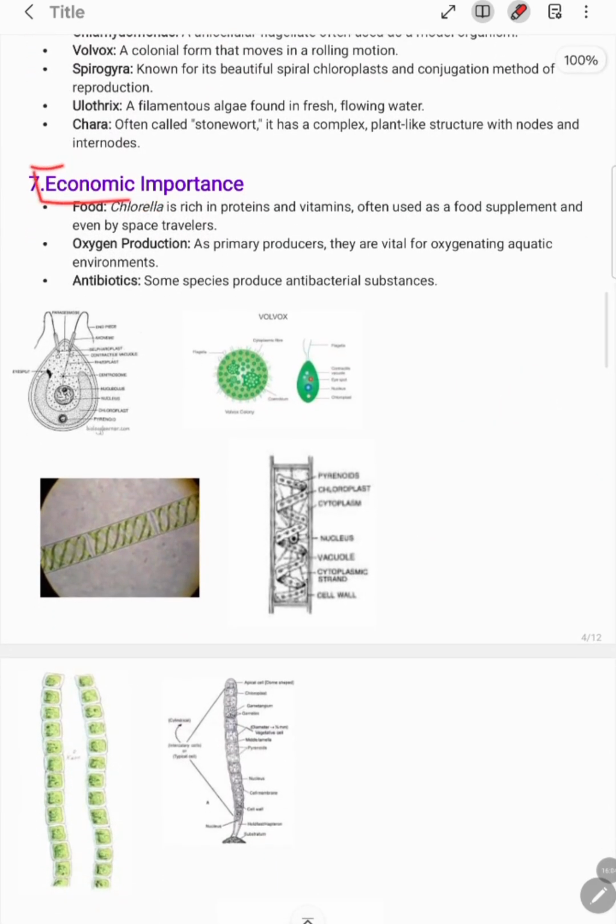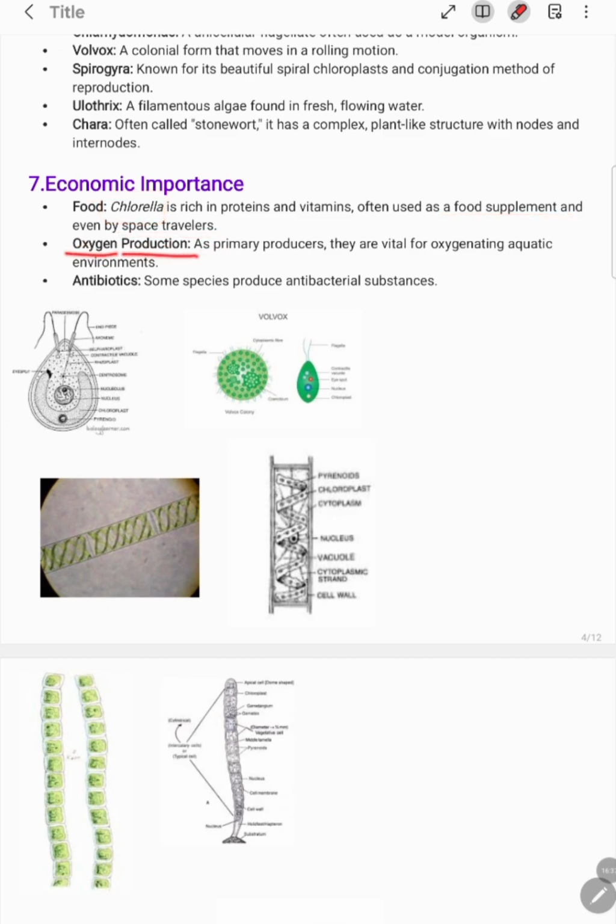Now some of the economic importance of the Chlorophyceae members. See, some of them are used as food, like Chlorella. Chlorella is highly rich in protein and vitamins. That's why it is used as a food supplement, even by space travelers. Remember this example, most important. Which alga is used by space travelers as a food supplement? That is the Chlorophyceae member, Chlorella.